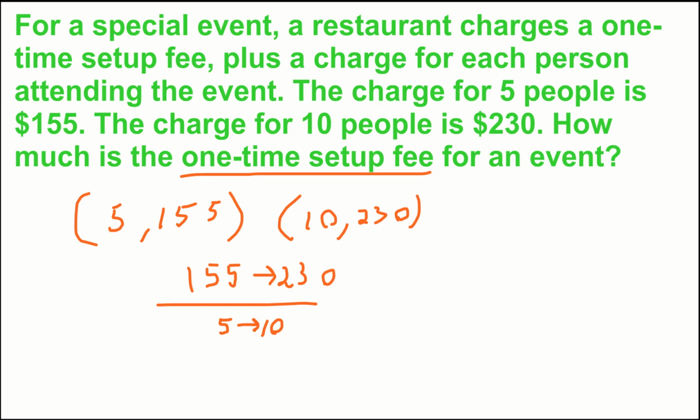$15 is correct. So changing y over changing x. Our y values are the 155 and we're going to 230. That is an increase of 75. X values are going from 5 people to 10 people. That's an increase of 5. 75 divided by 5 is 15.